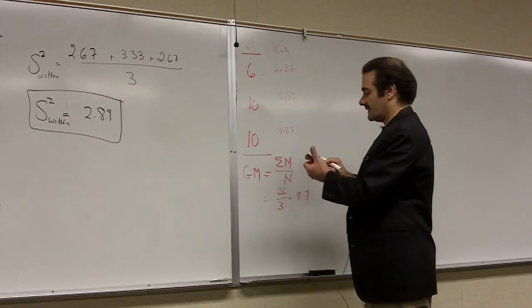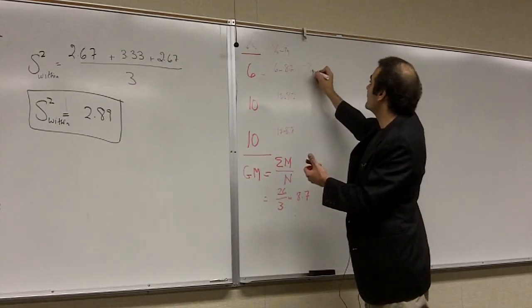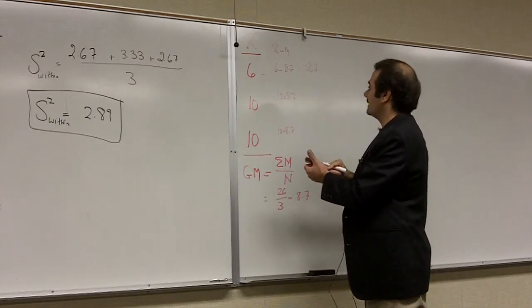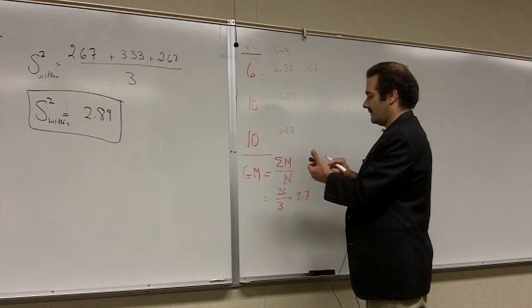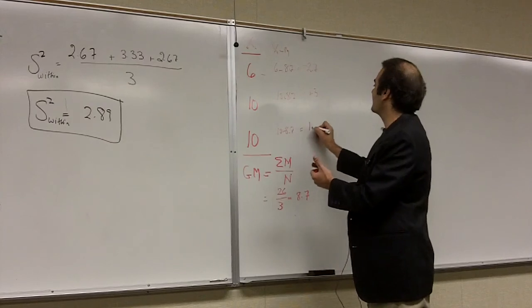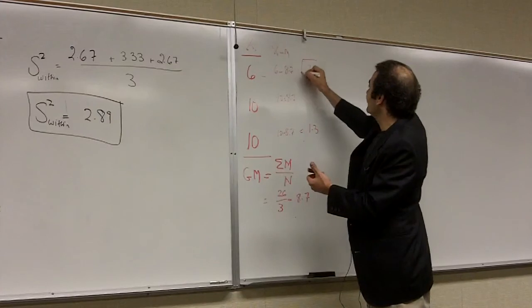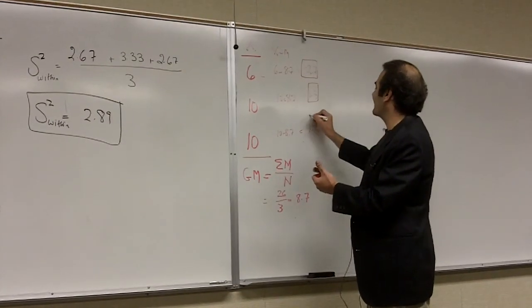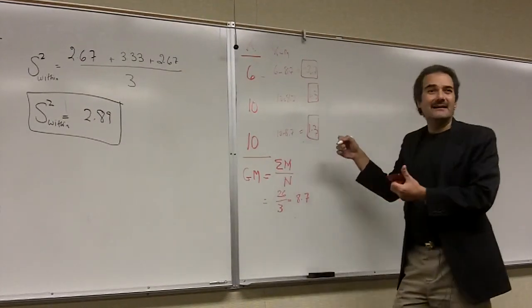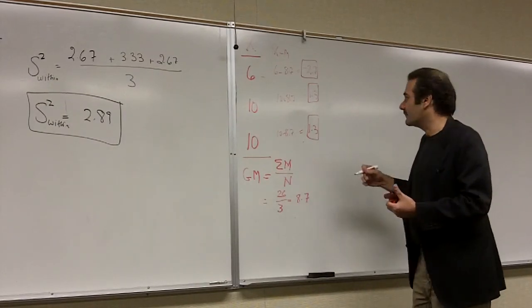6 minus 8.7 is equal to minus 2.7, right? And 10 minus 8.7 is 1.3, and this is 1.3. So if you add them together, you're going to get 0.1, but that's a rounding error. It should be 0 really, but we'll live with it.